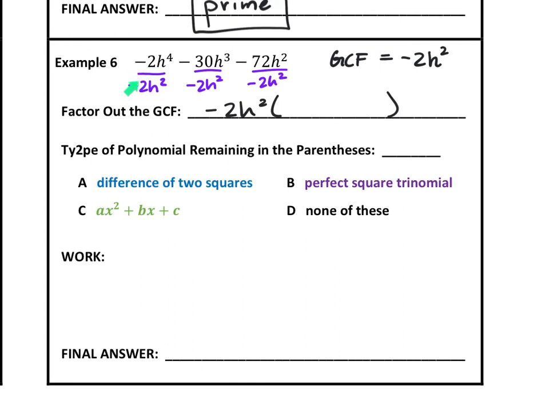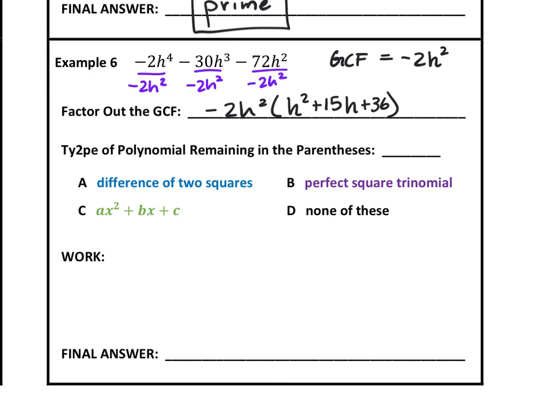So negative divided by negative is positive. 2 divided by 2 is 1. H to the 4th divided by h squared is h squared. What's negative 30 divided by negative 2? It's positive 15. What's h to the 3rd divided by h squared? That's h. And then what's negative 72 divided by negative 2? Negative divided by negative is positive, so it's going to be positive 36. And then h squared divided by h squared cancels out.